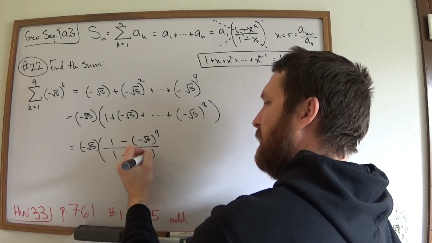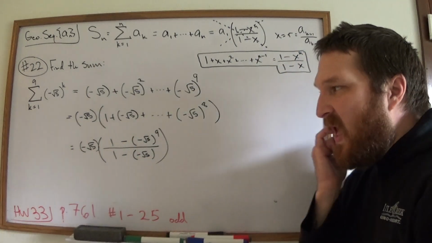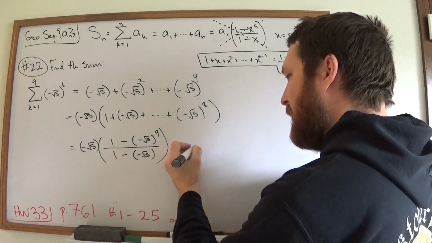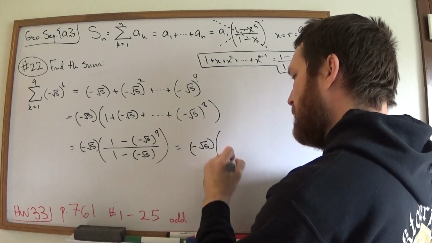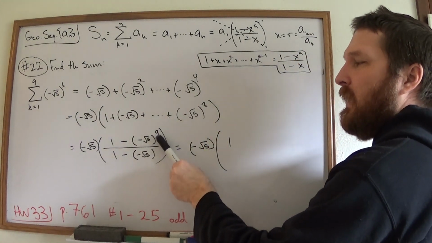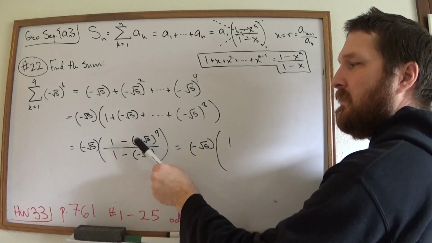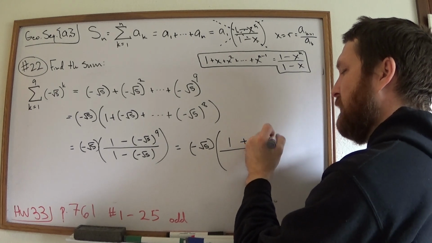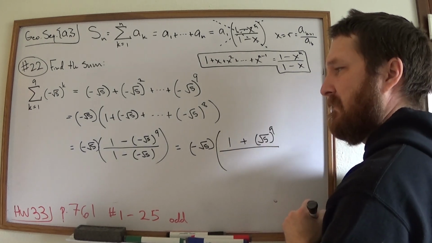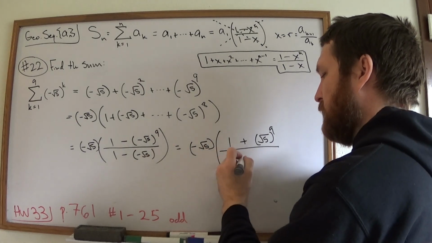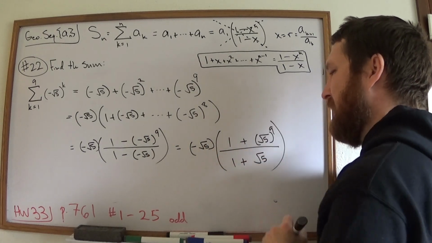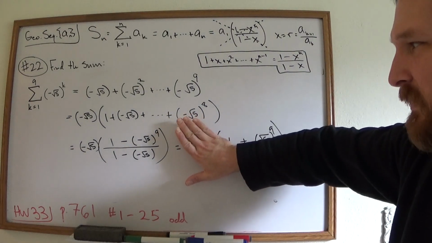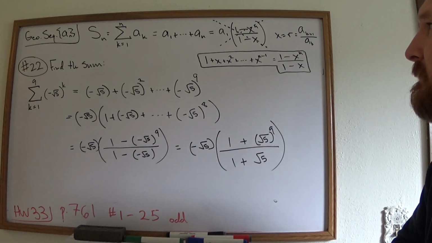Okay, negative root 5. Now, I mean, we're technically done, but let's kind of simplify this a little bit. We could write this as negative root 5 times 1. So that's an odd power, so it will still be a minus. So a minus minus would be a plus. And then I could write that as root 5 to the 9th. Yeah. And then 1 minus minus is 1 plus root 5. I'm not really worried about getting any more fine-grained than that. Like, we could have just left it right there and we would have got the same thing, right?